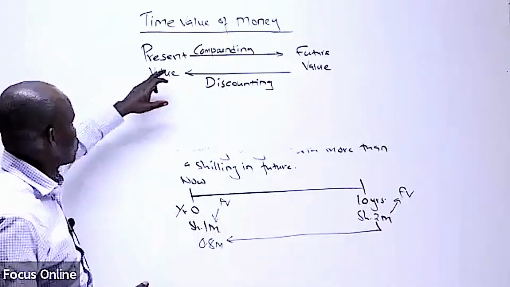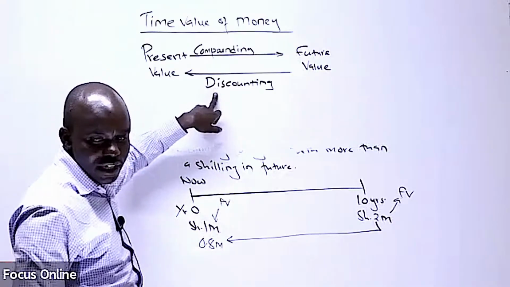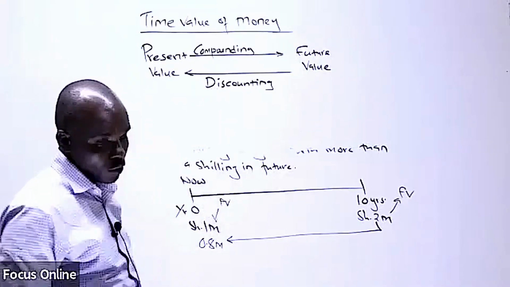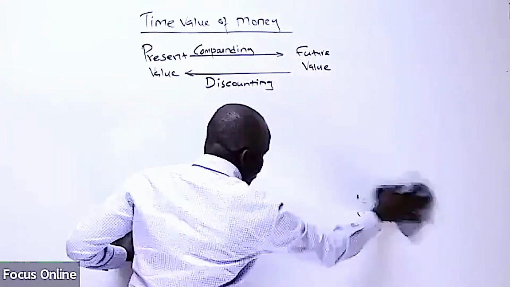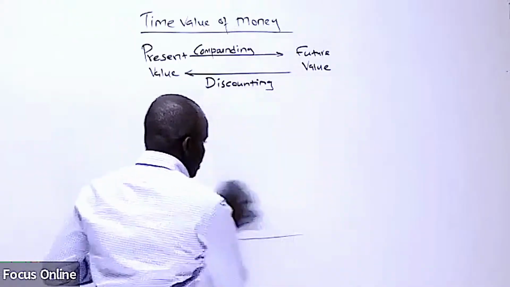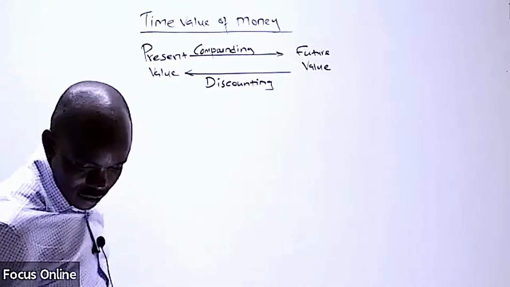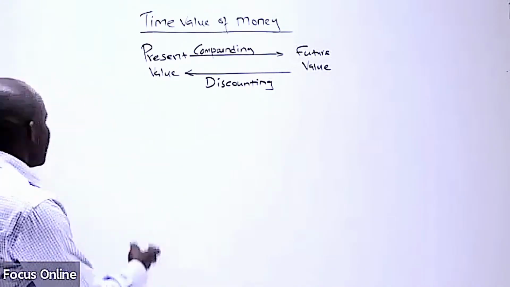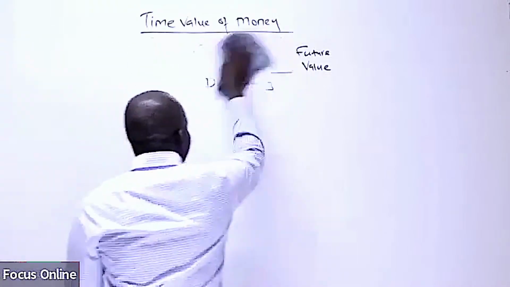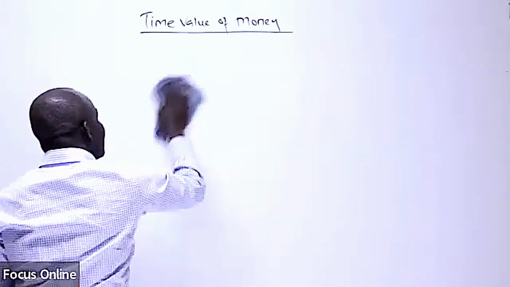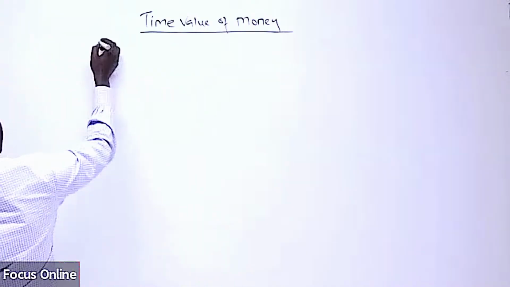Here we are under compounding techniques. We've talked about two concepts, the concept of compounding and the concept of discounting. So I want us to start with compounding. That is the reason why there they are saying compounding techniques. So we start with the compounding techniques, number one: determination of a future value from a present value.